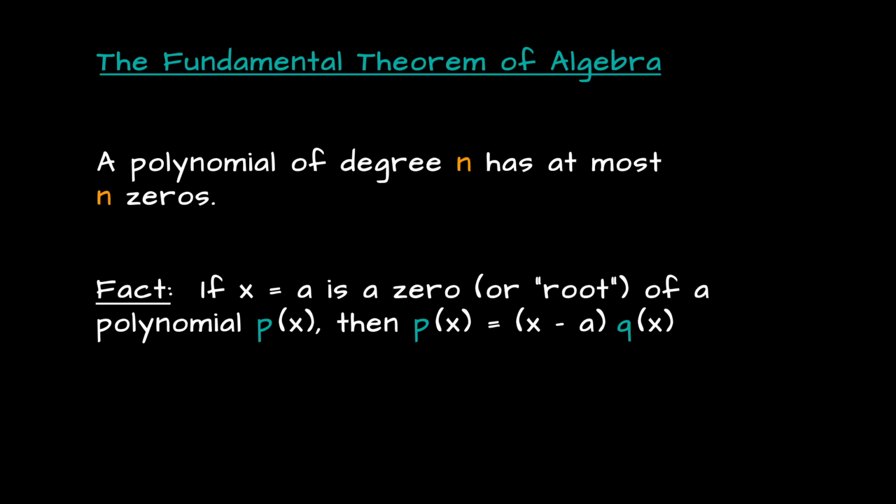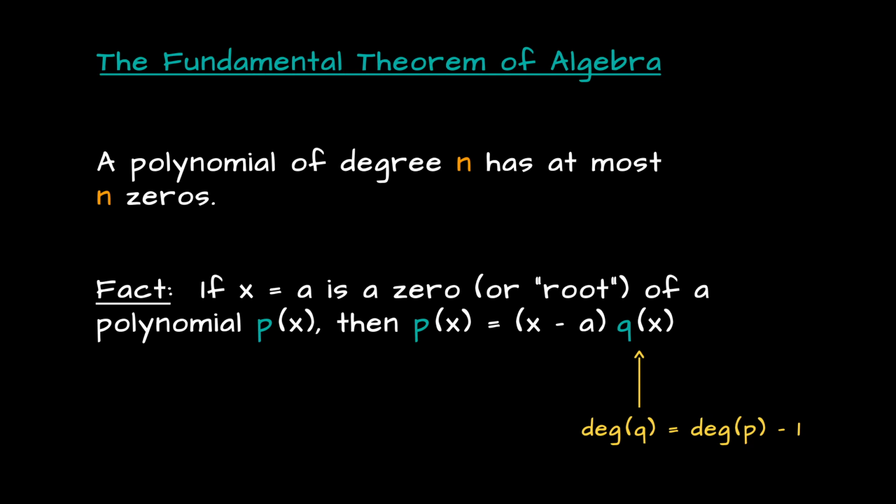Moreover, it turns out, as we saw with our quadratic polynomial, that if x equals a is a zero, or root, of a polynomial p of x, then the polynomial p of x will have x minus a as a factor. It will be possible to write it as x minus a times some other polynomial q of x. And the degree of that other polynomial will be exactly 1 less than the degree of p.